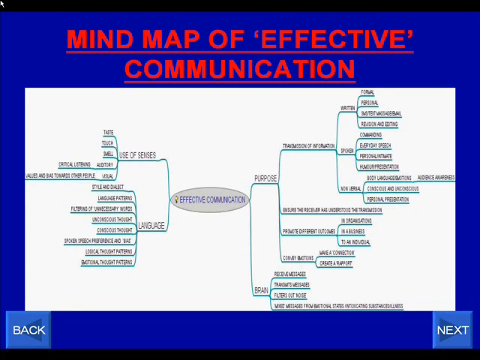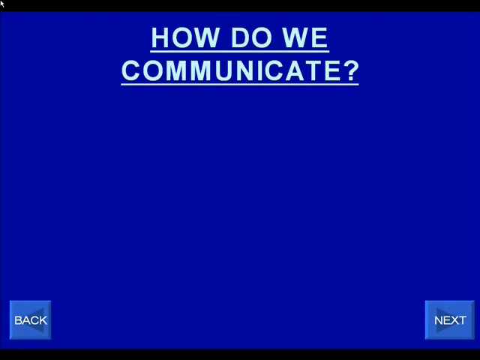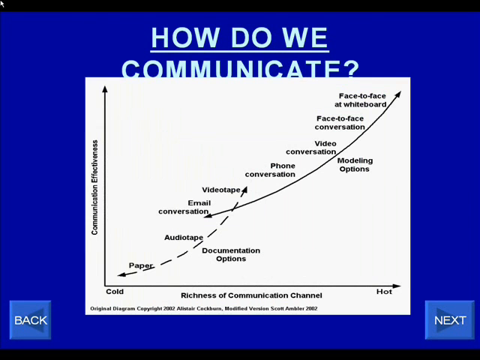This is a mind map that I constructed of effective communication. How do we communicate? Alistair Cockburn, 2002, described the various methods of communication that people utilized when working together. He talks about richness and warmth in the chosen communication channel. The most effective method is face-to-face at the interactive whiteboard.